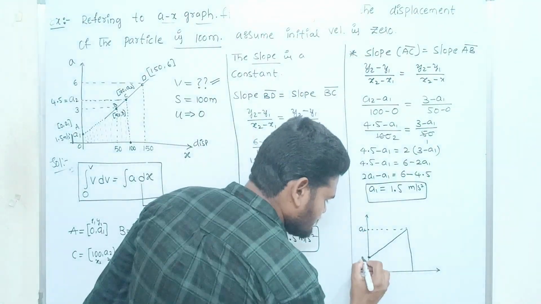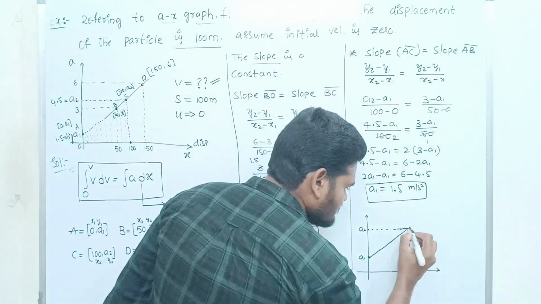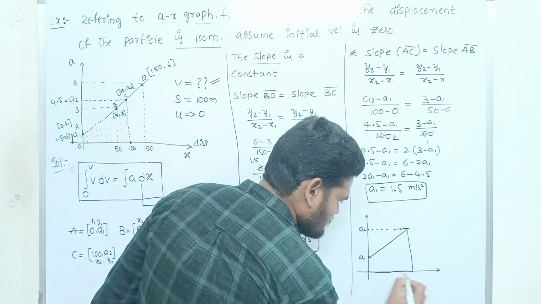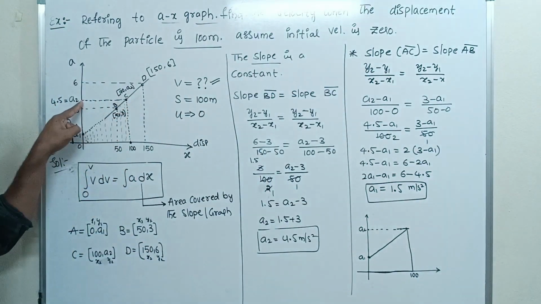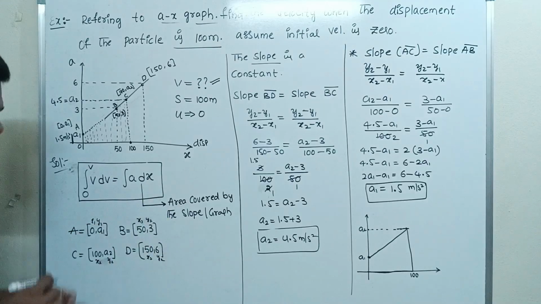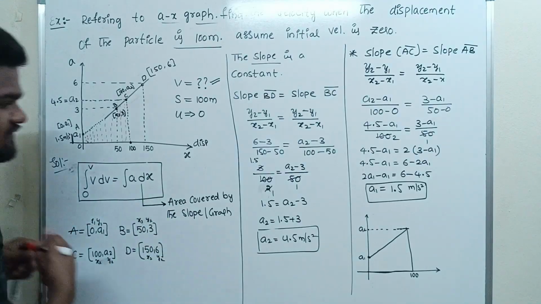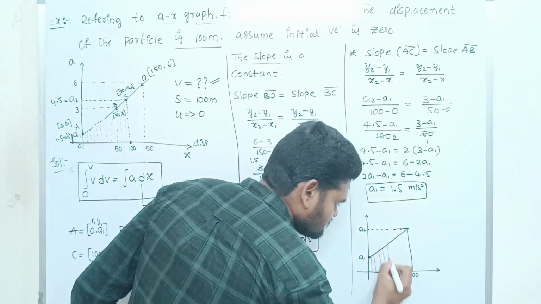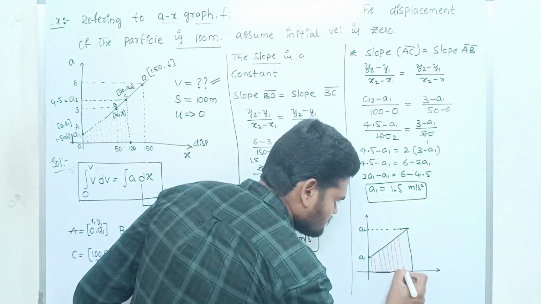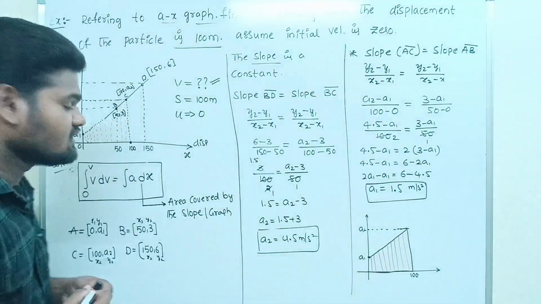So this is A2. This is A1. Okay. And this is 100. A2, A1, 100. What area we have to find? We have to find this area. Okay. Are you getting it?